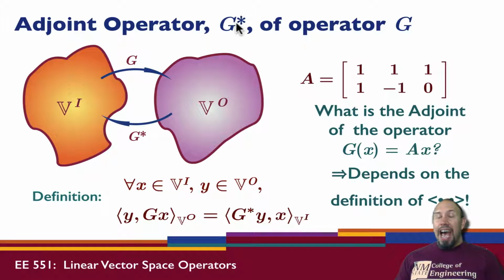All right, what about the adjoint operator? That's a little more complicated. So if we assume a matrix like this, what is the adjoint operator for G of X equals A times X? Well, it turns out it depends on your definition of inner product. If you remember, the adjoint was defined in terms of inner products. These two inner products must be equal to each other.